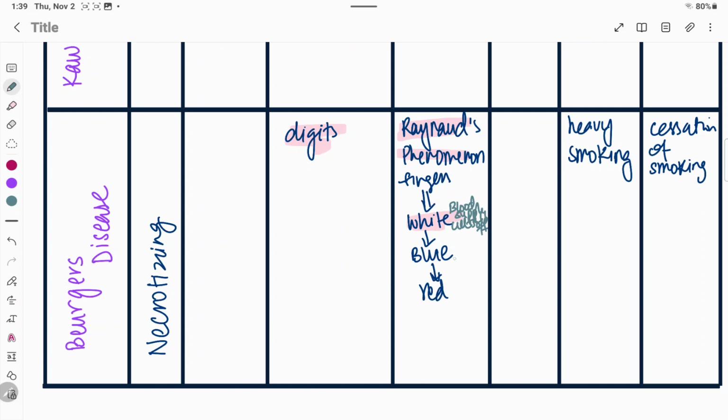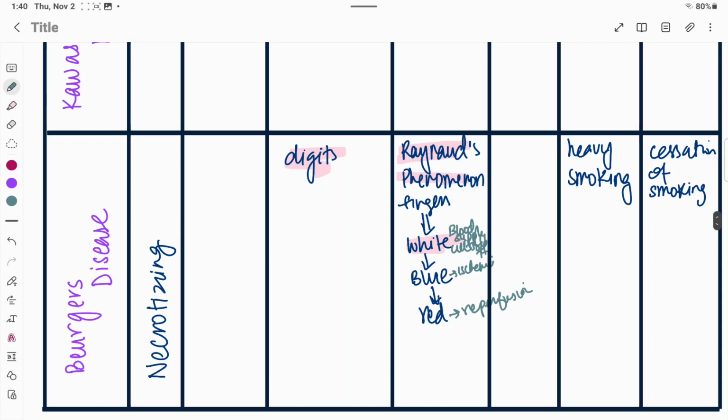And blue, when it turns blue, it means there is ischemia, right? And red means reperfusion has occurred. That is why the series of colors is important. First white, when there is complete ischemia, complete blood cut off. Then it will progress to ischemia. It will start to die, necrosis. That will be blue, and then the arteries will open up again, and blood will reperfuse. So the color will be red. Okay. So what is the biggest association? That is heavy smoking. And what is the treatment? Cessation of smoking.